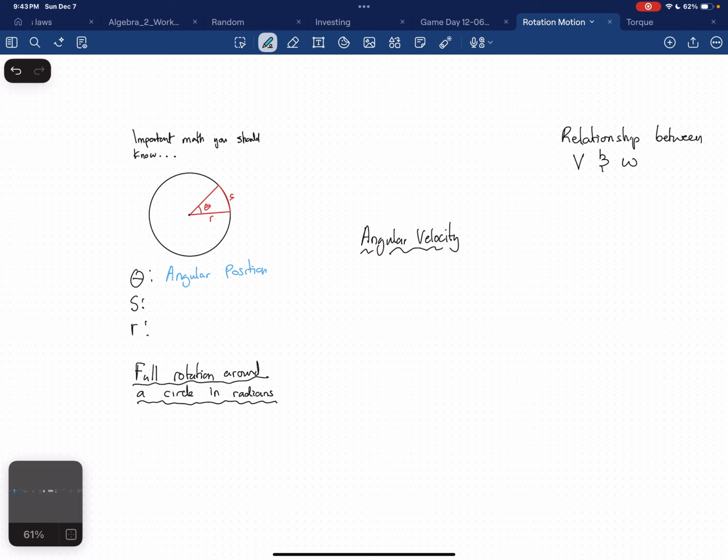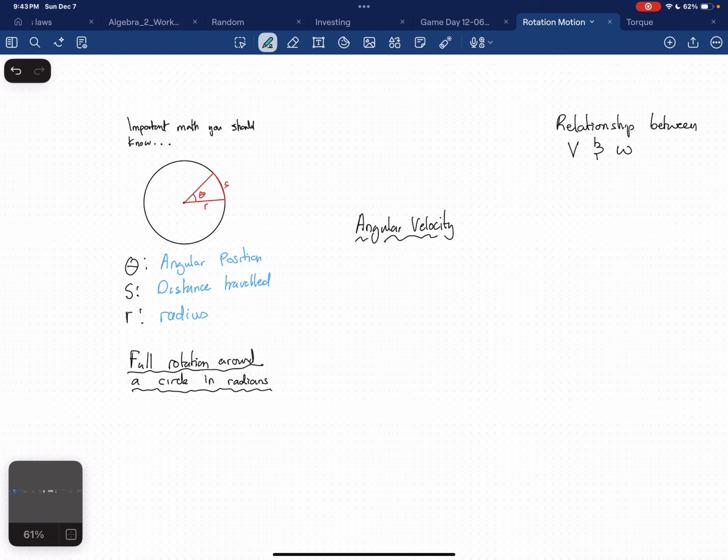S there is basically just the arc length, or if you like, distance traveled. It's normally a surface area. And R is the radius from the center.